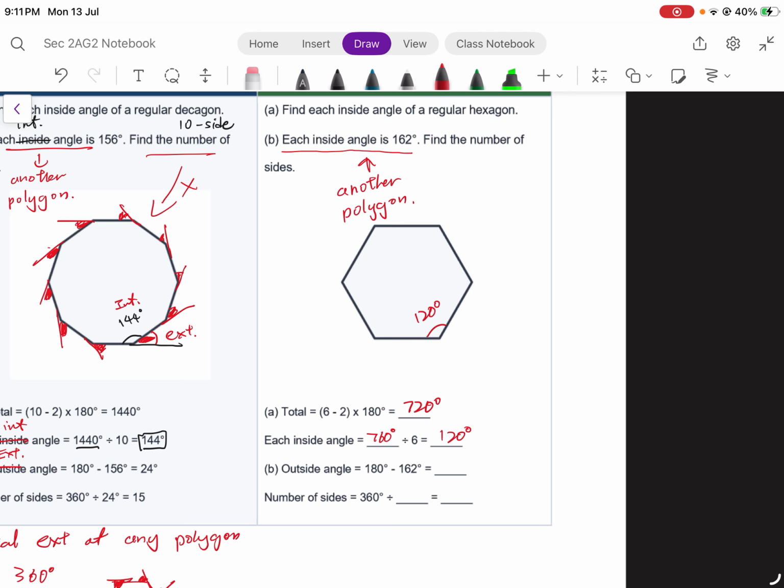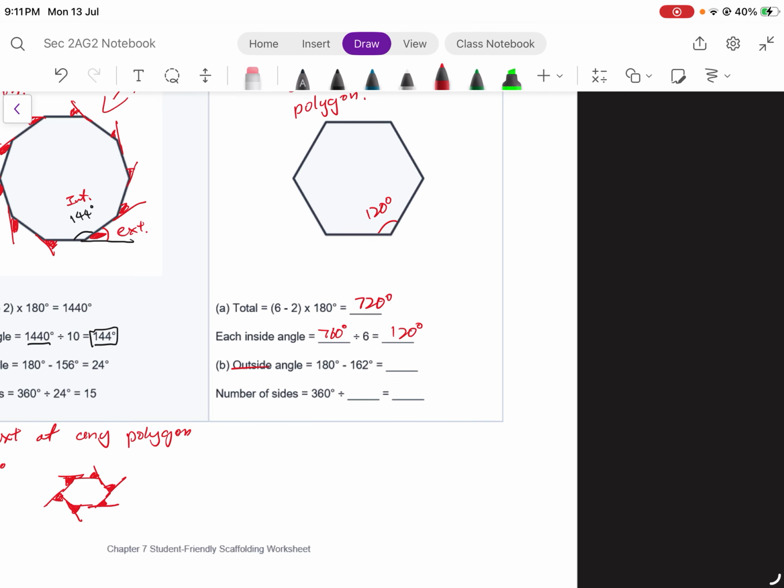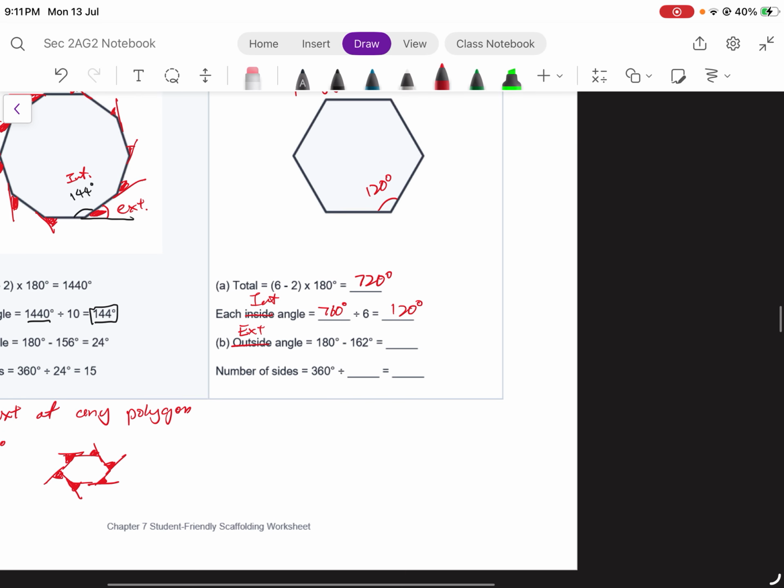Find the number of sides. We want to find the outside angle, the exterior angle, not the outside angle, the exterior angle. We know that the interior angle is 160, right? So our exterior angle will be 180 minus 160, which is 20 degrees.